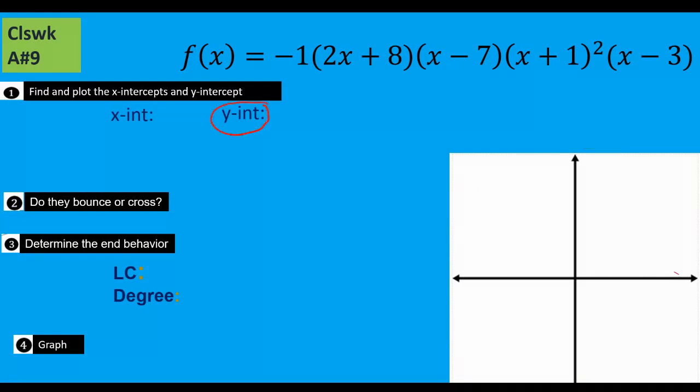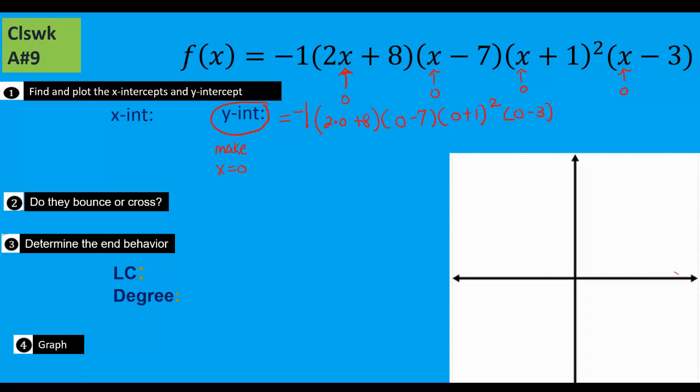Okay, so we're going to find the y-intercept again. Remember, you make the x's worth a 0. So right here, we're going to plug in a 0. Here, here, and here. We plug in zeros and we do the entire math row. So I'm going to bring down -1. This will be 2 times 0 plus 8. The next one is 0 minus 7. Next one is 0 plus 1 squared. And the last one is 0 minus 3.